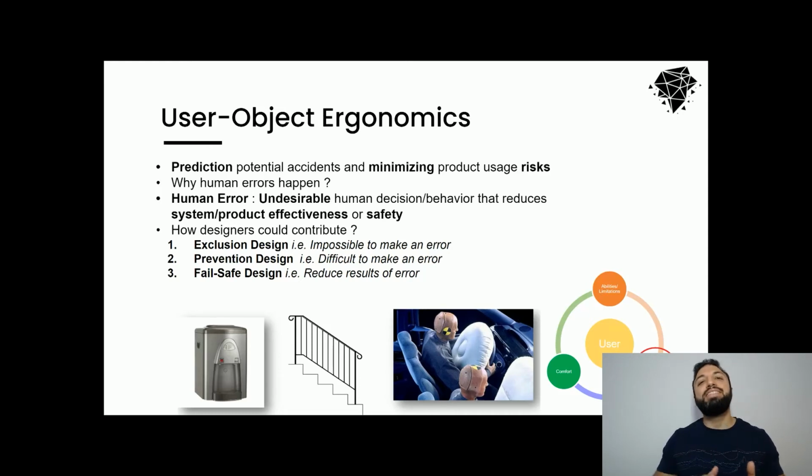So the second is prevention design. You're just making it difficult for the error to happen. A very good and simple example is the stair rails. The stair rails are there to try to prevent the error from happening, which is basically you falling off the stairs. But if you want to, you could still jump, right? If you have a death wish or something, you could jump over. So it's not impossible, but it is definitely hard. You need to jump over something.